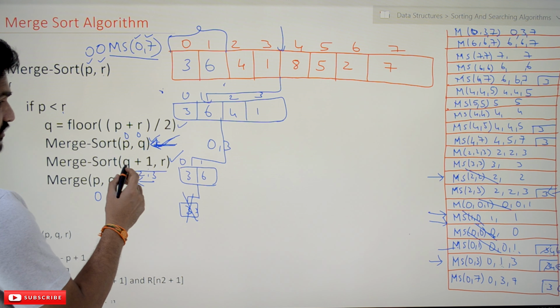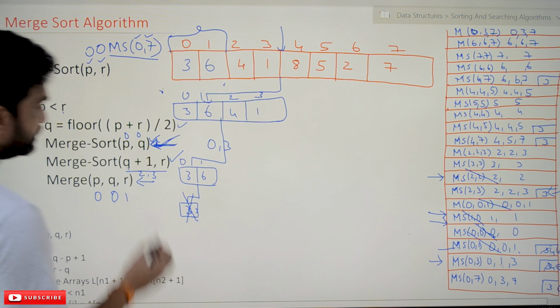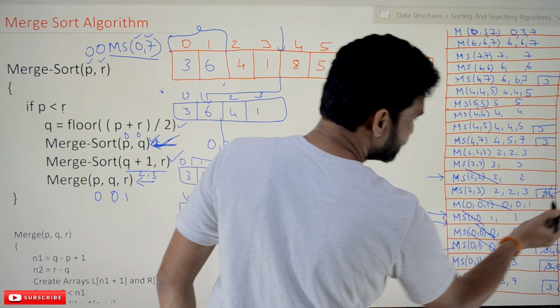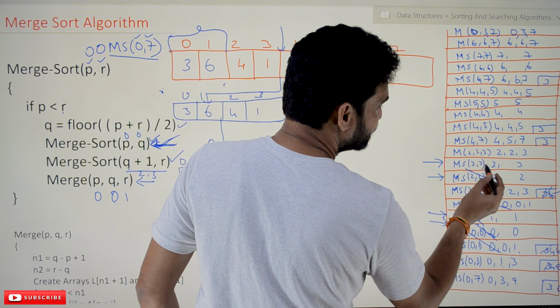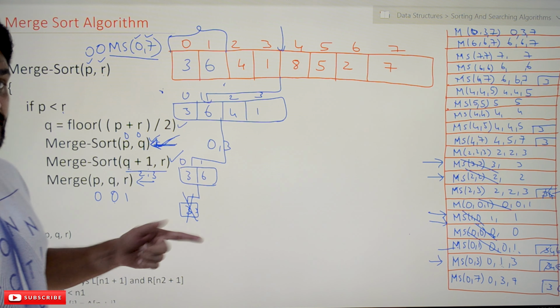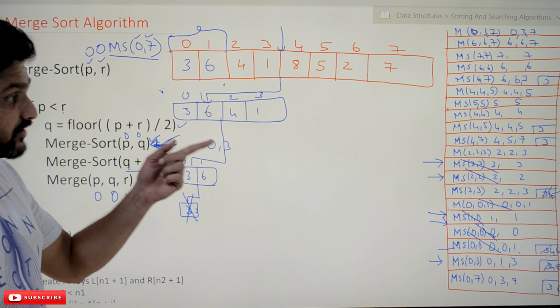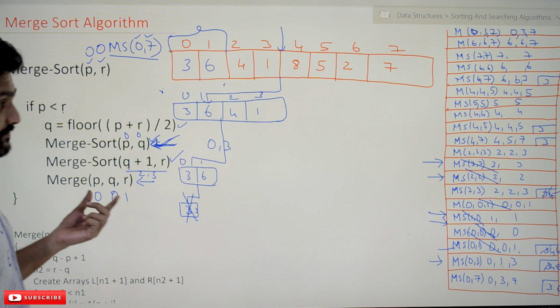What is that line 4? With the value of q equal to 2 and r equal to 3, q plus 1 is 3, so 3 comma 3 is the function call that is made. So in line 4 the function call is ms of 3 comma 3. Both of them are the same, so this one will also die. Now we will come back to this line of code, and which line will get executed? The fifth line will get executed. What is this fifth line?